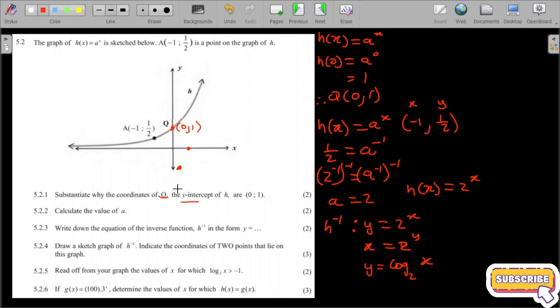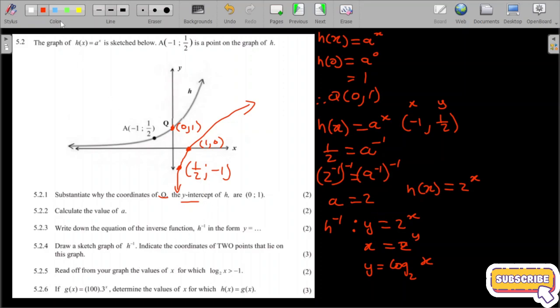So growing now, this graph here is going to go like this. This point here is 1 over 2, -1, and this point here is what? It is 1, 0. So this is the sketching of this graph. Now read off from your graph the values of x. You can read this in your graph.